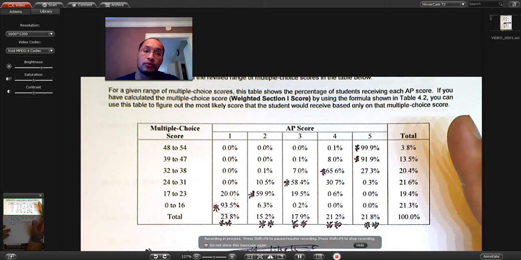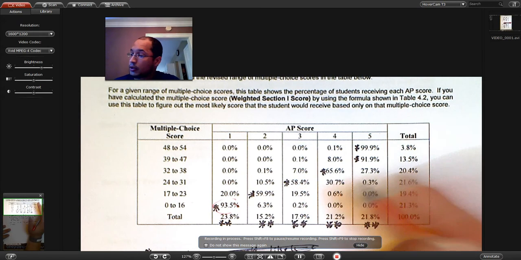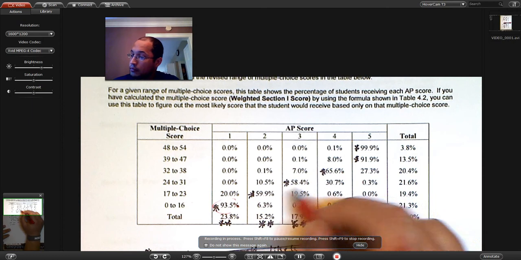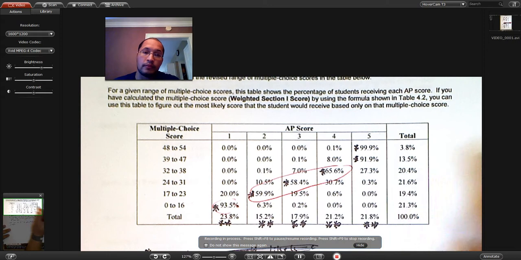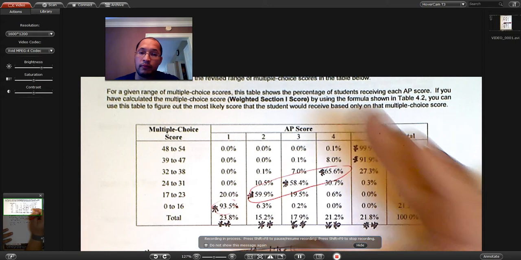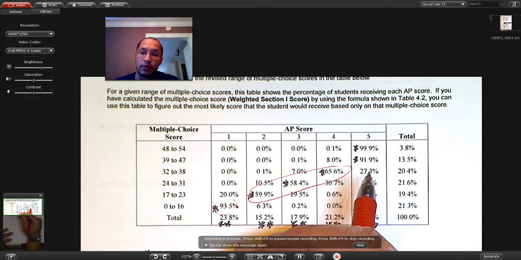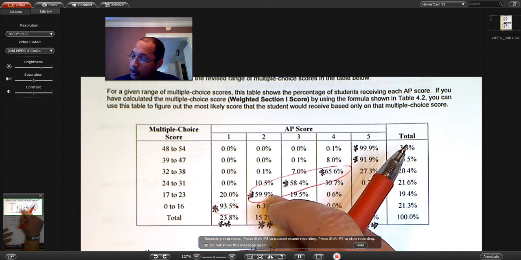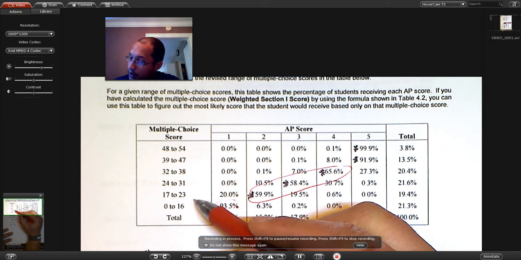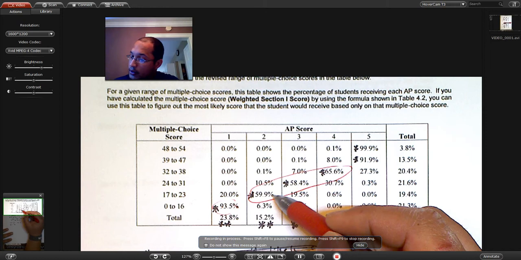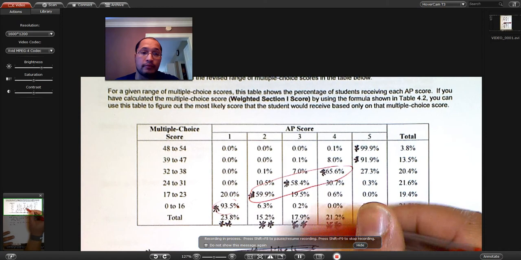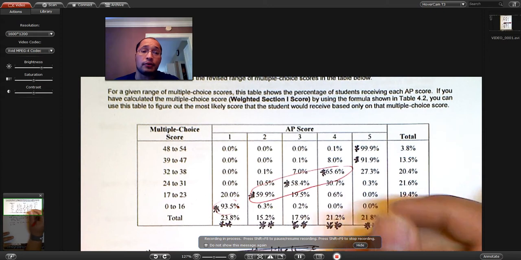FRQs is what we really need to focus on, because pretty much all these are almost the same, same for 2. In fact, more people had fewer answers correct on the multiple choice that scored a 2 than scored a 3. So what does that tell you? FRQs are huge. That's why we practice a lot of them.